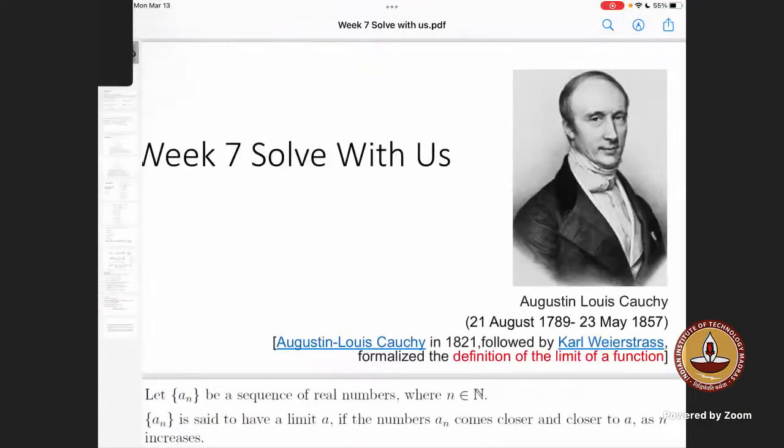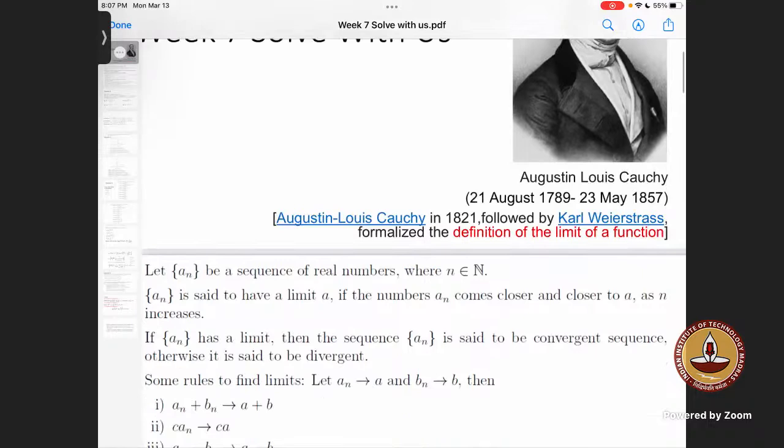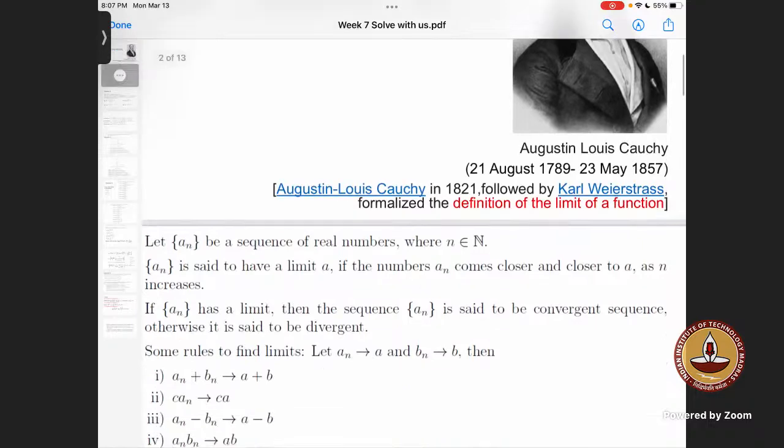Okay. Am I audible to everyone? Yes, definitely. So today we will do this week 7 solve with us session. I have 5 questions. We will try to solve all of them. Before starting this, let me revise some things for you.